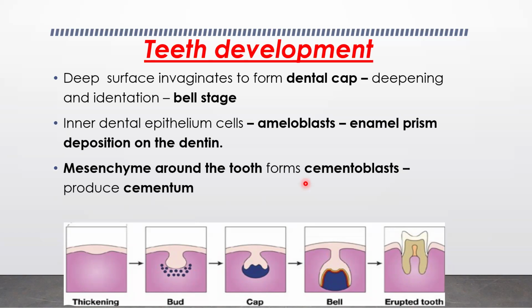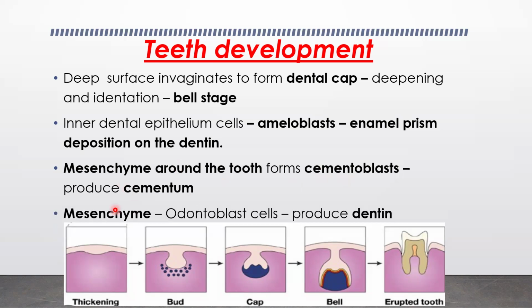Then the mesenchyme around the tooth. So this is the mesenchyme that is surrounding the developing teeth. They will form the cementoblast, which will give us the cementum. Remember, this cementoblast produces cementum, and this cementum is the one that will enable the attachment of the root of the teeth to the bone, to the jaws. So the origin of ameloblast is the inner dental epithelium, coming from oral epithelium. Then the mesenchyme will give us the cementoblast, which produces cementum.